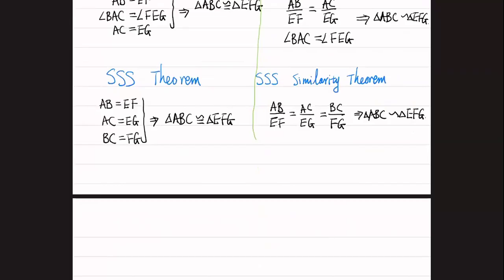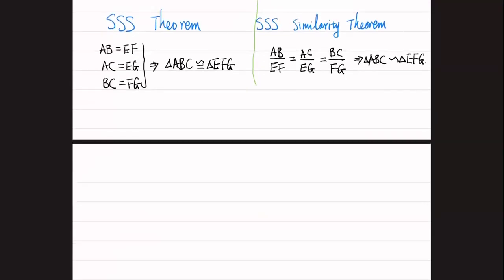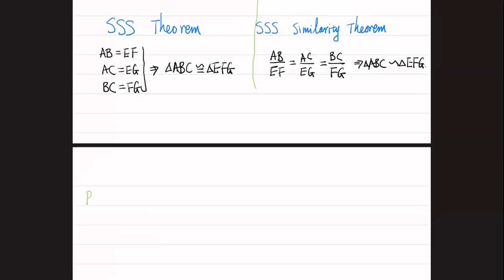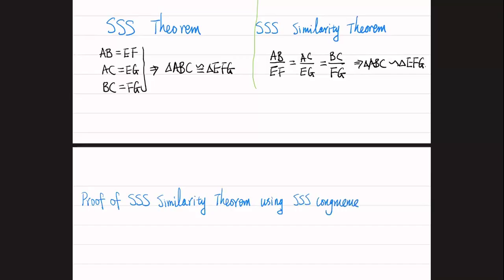How to prove this using the congruence theorem, the intercept theorem.